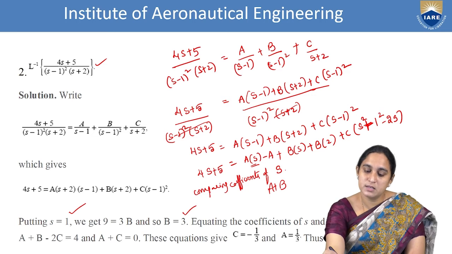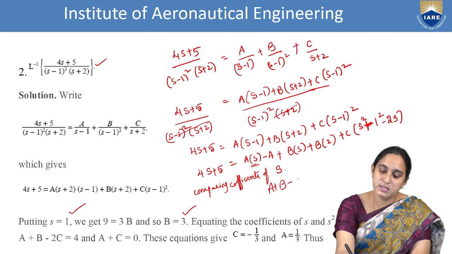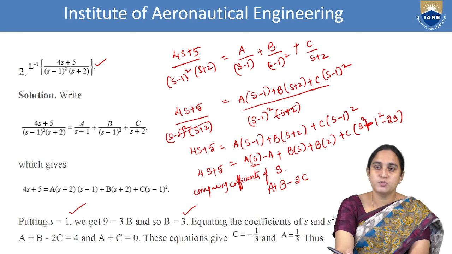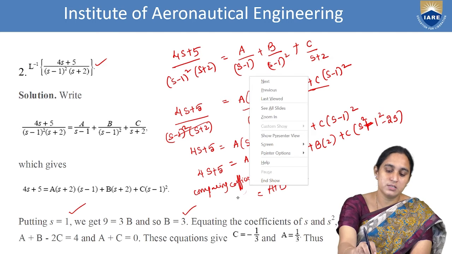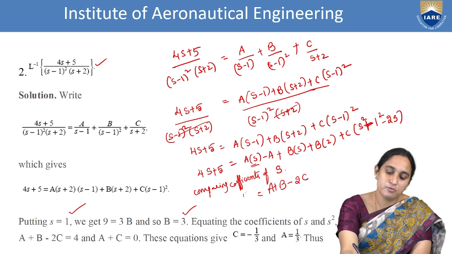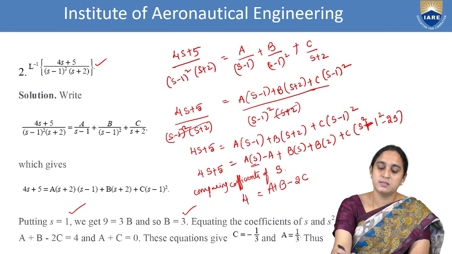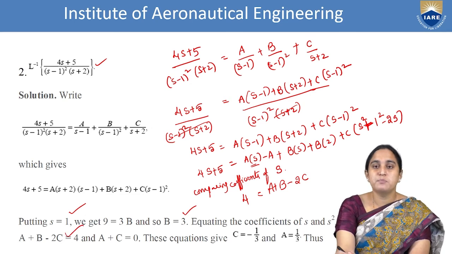And from the last one, what is the coefficient of S? C of S square plus C of 1 square minus 2 into S, that means minus 2 into C. That is A plus B minus 2C. On the LHS, the S coefficient is how much? 4. Therefore, comparing the coefficients of S, we get 4 is equal to A plus B minus 2C. That is, A plus B minus 2C is equal to 4.